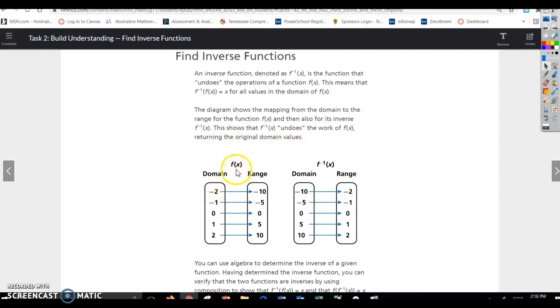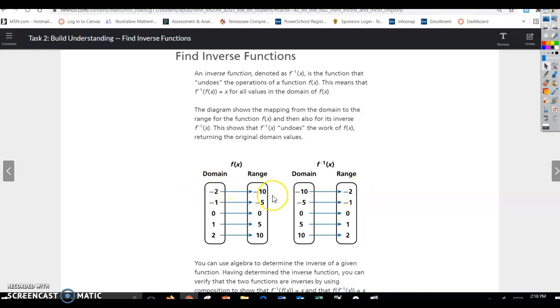All right, so if you have f of x, and this is your domain and this is your range, the inverse of this function would be just the opposite. So the range becomes the domain, and the domain becomes the range. You can see that these are just switched. (-2, -10) becomes (-10, -2).